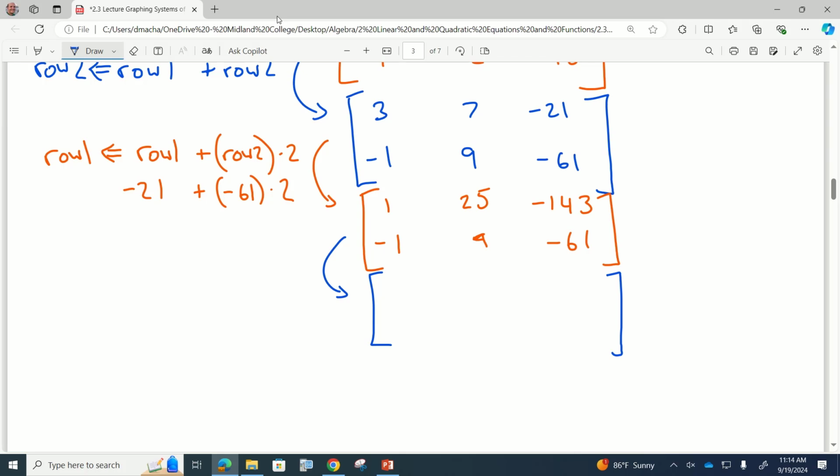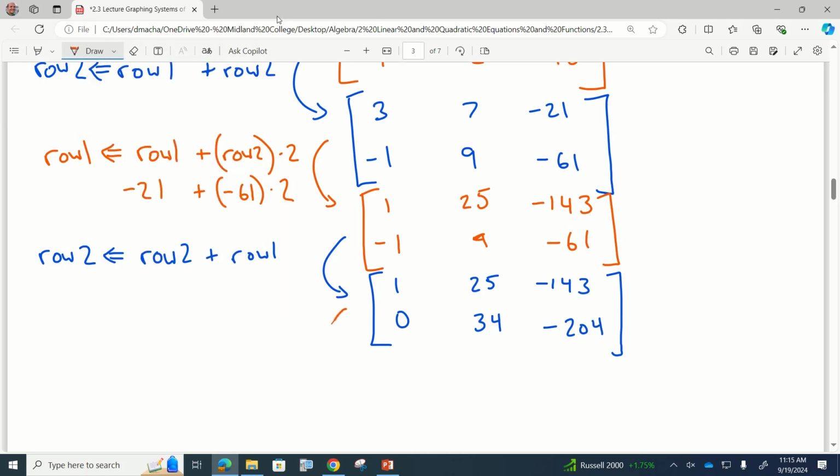Now I want this -1 to be a 0. And so I should replace row 2 with what? Yep. Row 2 plus row 1. That would do the trick. So -1 plus 1 is 0. 9 plus 25 is 34. And then -61 plus -143 would be -204. Cool.